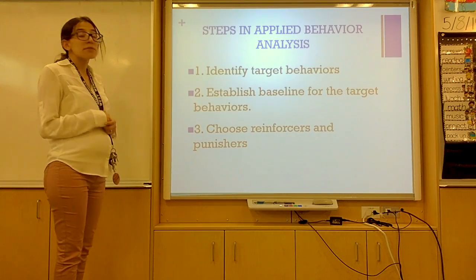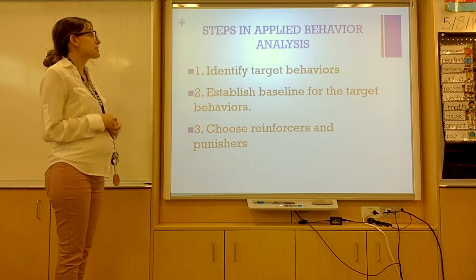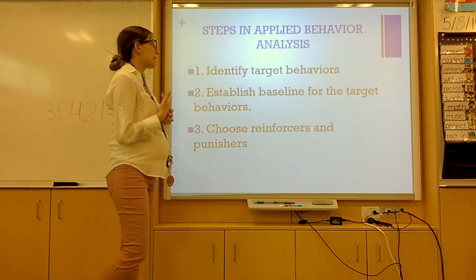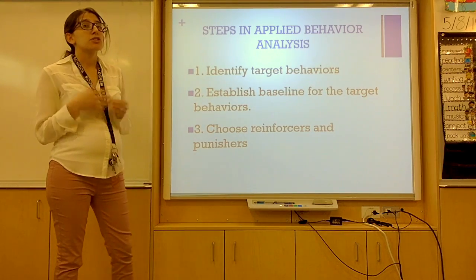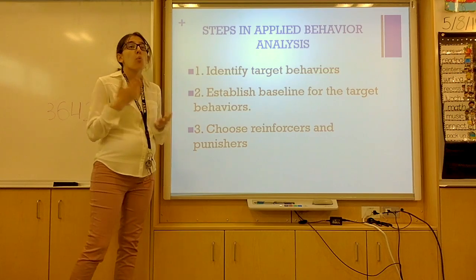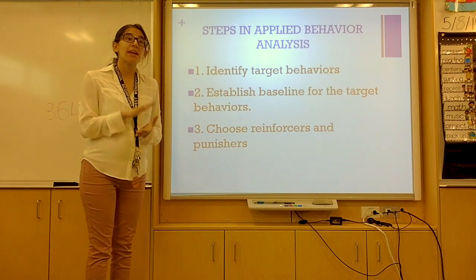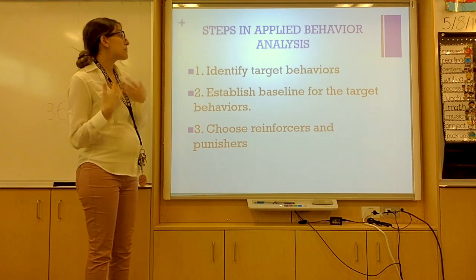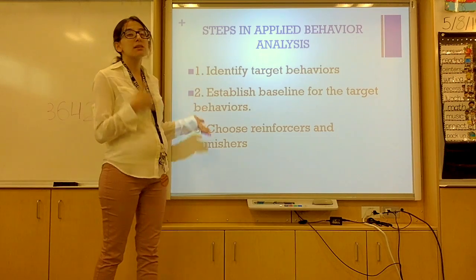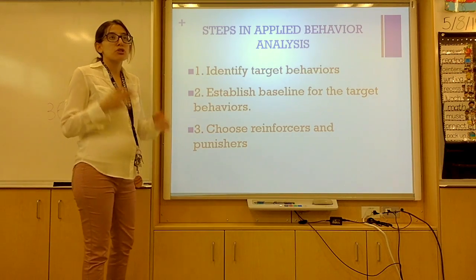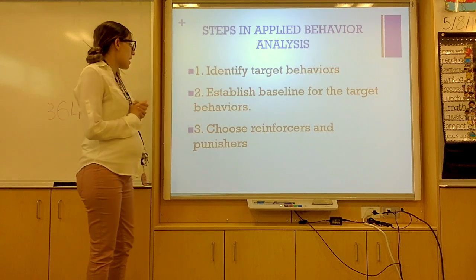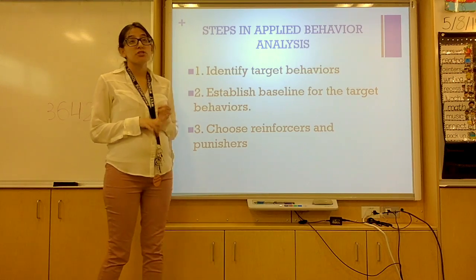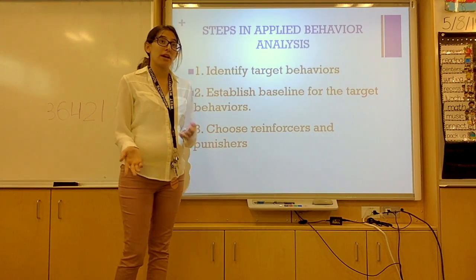Okay, so the steps in this applied behavior analysis that I settled on and use in my everyday classroom and outside of the classroom are, first, I have to identify the target behaviors. I have to figure out what exactly they are engaging in and how we could fix it. Then we have to establish the baseline for the target behaviors. So basically what we're going to do to make sure that those behaviors can be fixed. And then step number 3 is choosing which reinforcers and punishers are appropriate for that certain student.